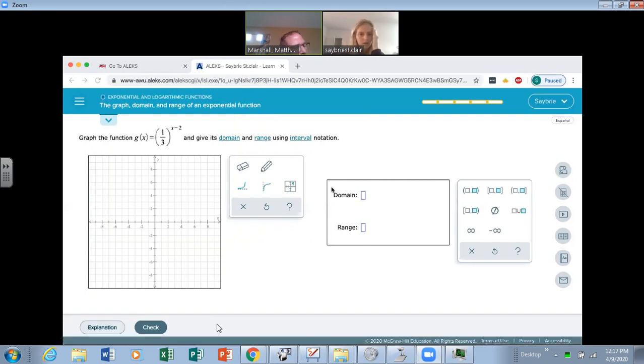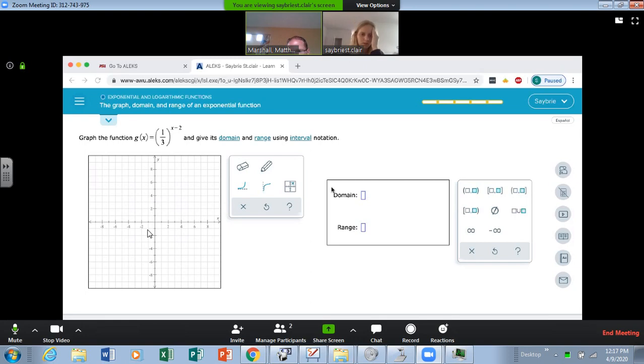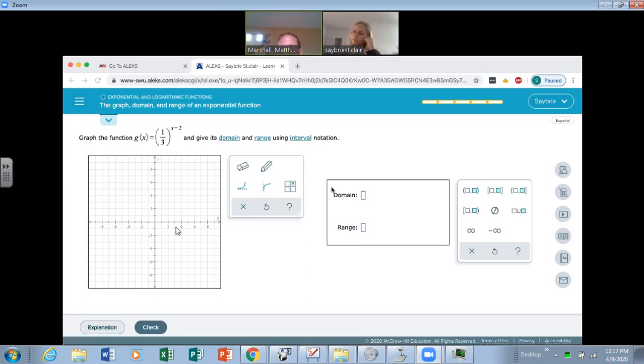Alright, so I'm going to plug in 0, 1, and 2 into x. Those are just pretty much generic numbers for x along the x-axis there. And that'll give me a good idea of what plots the point and what the graph is going to look like. So if I plug in 0 for x, that will give me 1/3 to the negative 2 power.